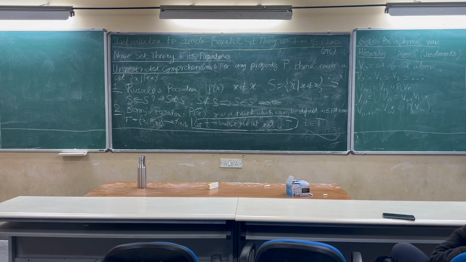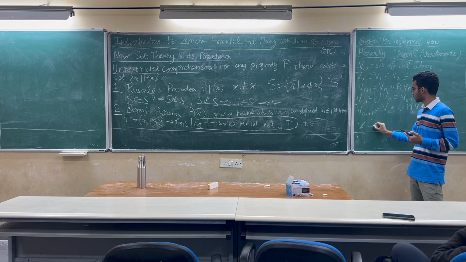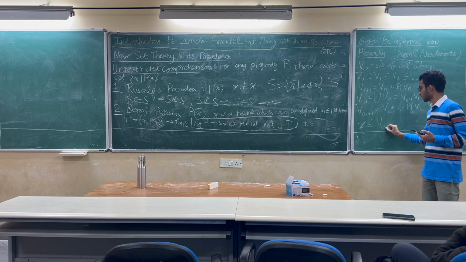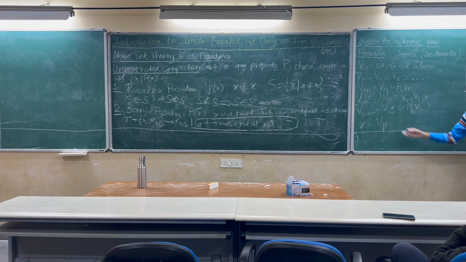And this will be a hierarchy of sets. And sets are exactly those things which appear somewhere in this hierarchy. So something will be called a set if it belongs to some V beta, some index. And those indices which we are using here will be called ordinals because they are giving an order.